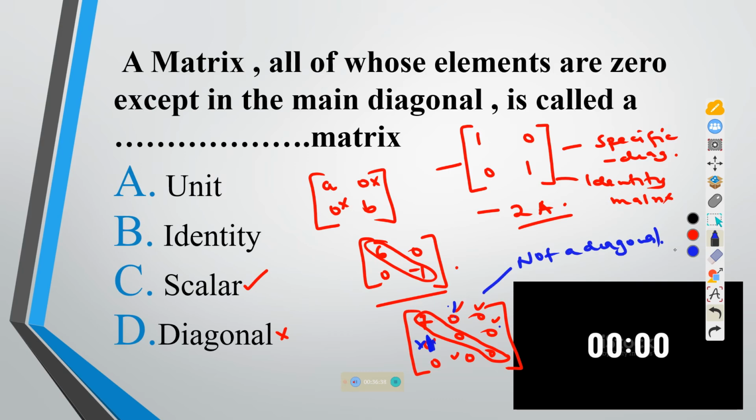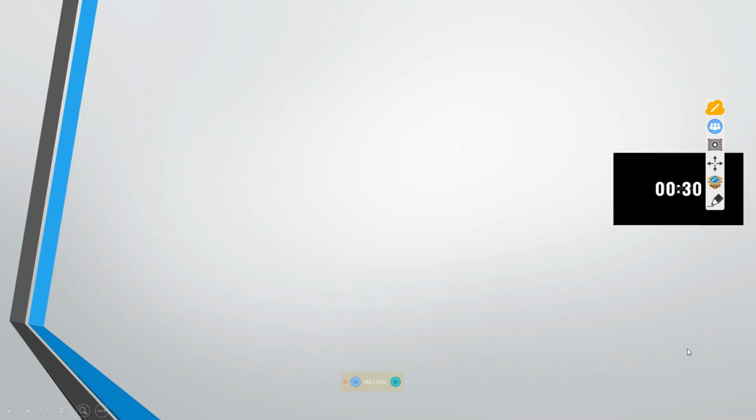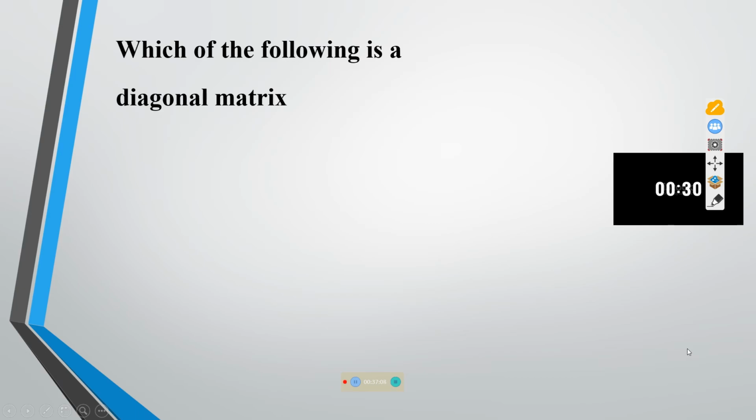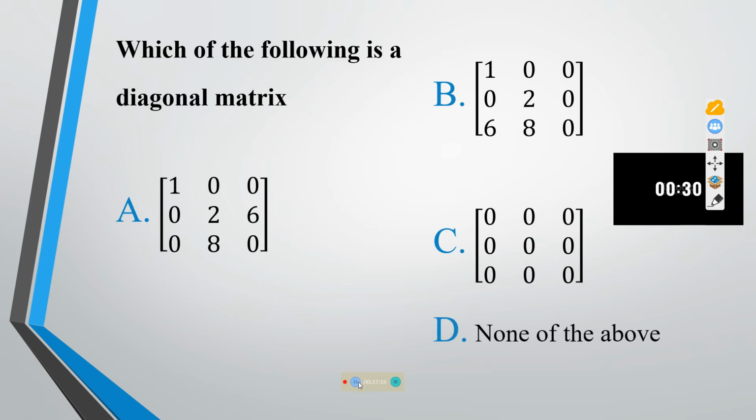So let us look at the required answer. The required answer for this case will be a diagonal matrix. A diagonal matrix is a matrix where the elements off the main diagonal are zeros. So that is the required answer. So we look at the next question. You have 30 seconds to think about the answer.